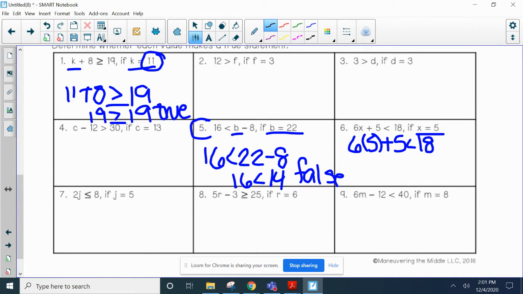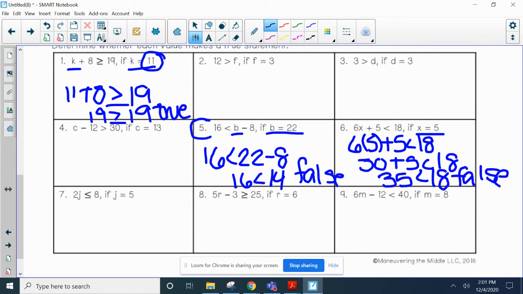We want to solve them. We want to actually work them out. So multiplication comes before addition. So 6 times 5 is 30 plus the 5 is less than 18. And then 30 plus 5 is 35. Is 35 less than 18? No, so that is false.